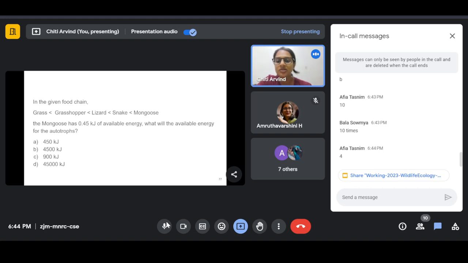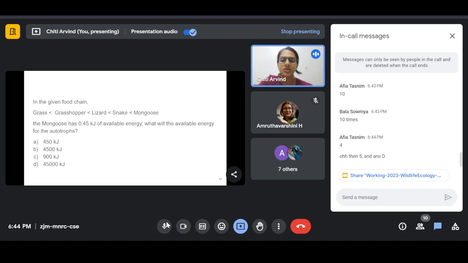So we are talking about the energy source for the autotrophs, not the energy source from the autotrophs. So if you count that energy source available to grass itself, it will have 5 steps, right? Energy from the sun to grass, grass to grasshopper, that is 2, grasshopper to lizard 3, lizard to snake 4, snake to mongoose 5. Yeah, correct. So it's actually 5 levels and D will be your correct answer, okay? As you multiply it by 10 to the power of 5.